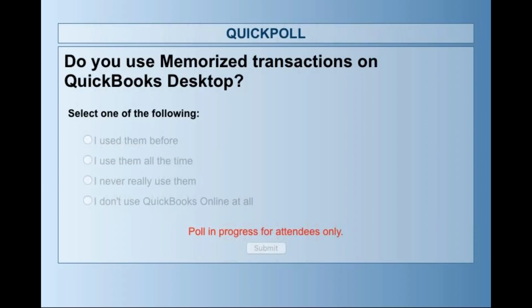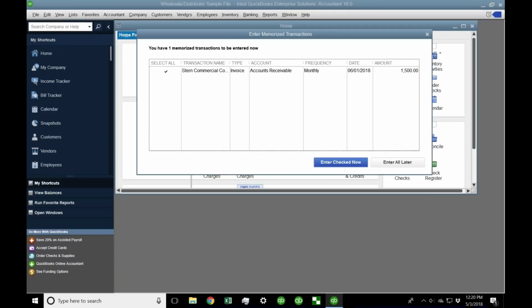Okay, good. Perfect. Let's go ahead and close the polling question, and let's talk about emailing them. Before we ran the polling question, I closed QuickBooks and opened it back up. When you open QuickBooks back up, you get this pop-up screen that says enter memorized transactions. That is the automation feature of QuickBooks Desktop. It tells you all the ones that are pending in that memorized transaction list, pending to be created.